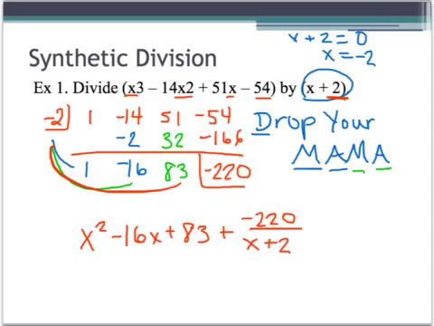One more thing, you may have noticed that the polynomial we started off with had an x cubed. When you do synthetic division, you always end up with one less degree. So I started with an x cubed, and my final answer was an x squared.